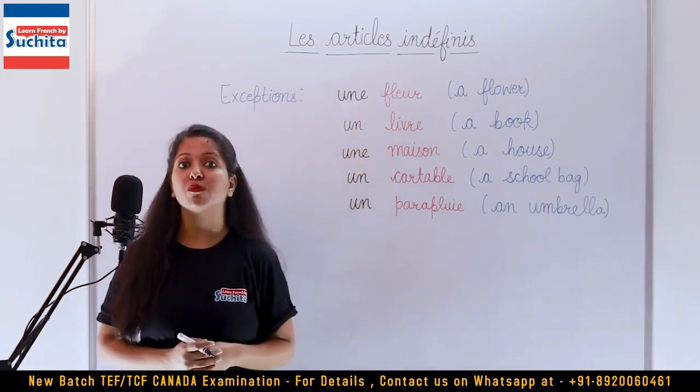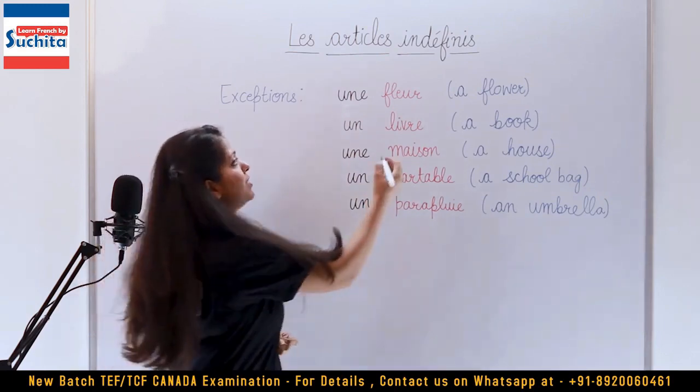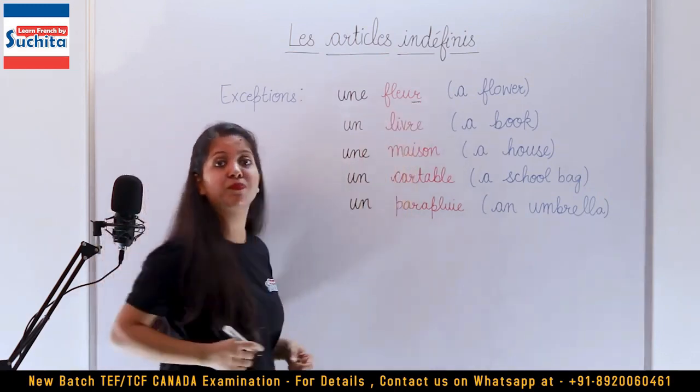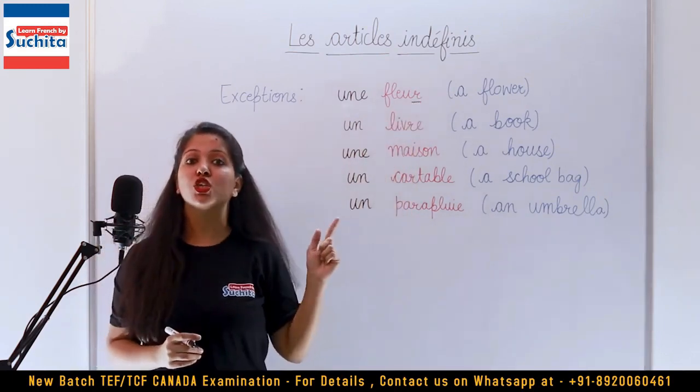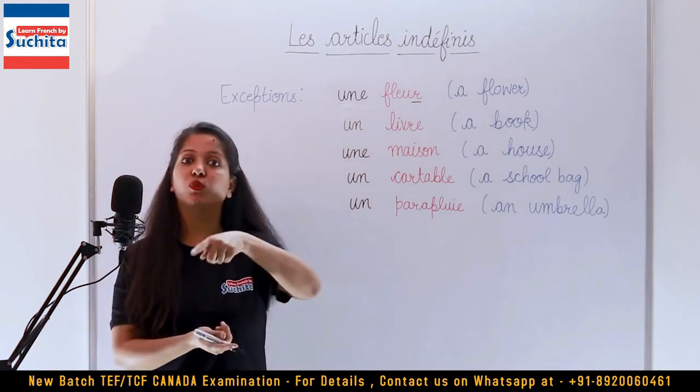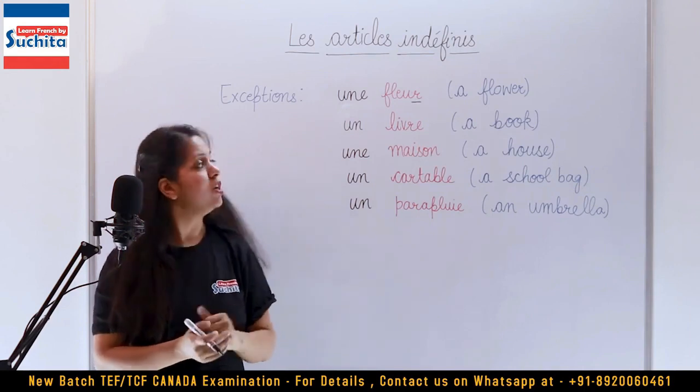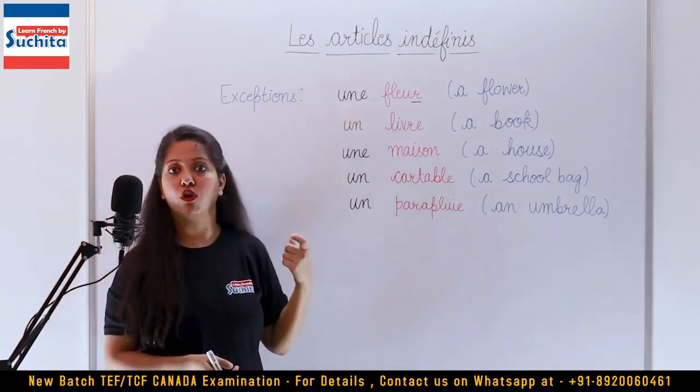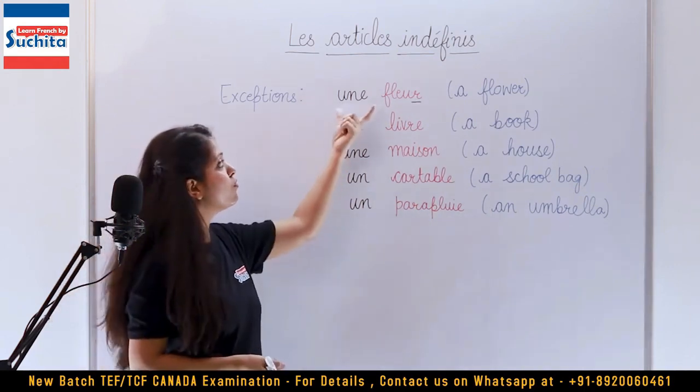Fleur. Fleur, that means flower. Now, it is not ending with E. According to the normal rule, this word should have been masculine. But since it is an exception, the rule will become opposite. So it will be une fleur. Une fleur. So it's feminine.